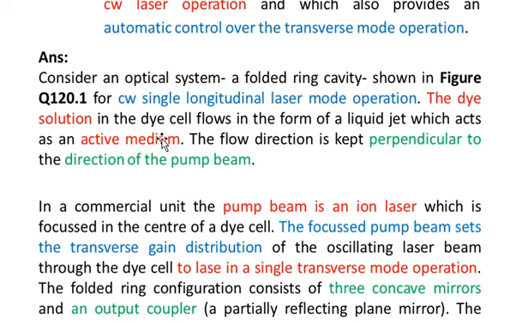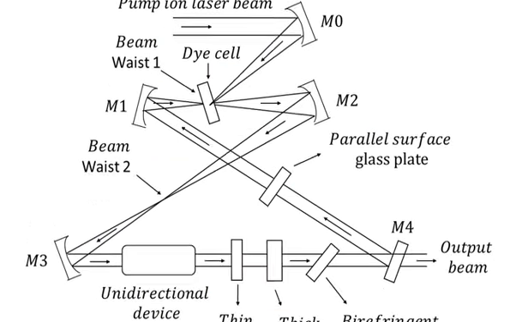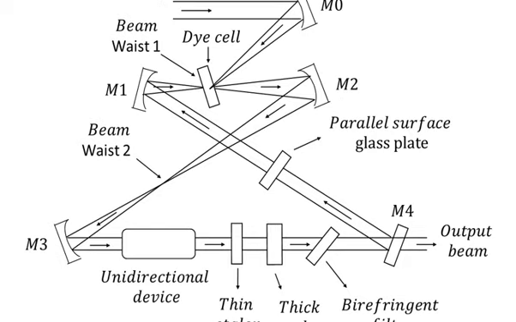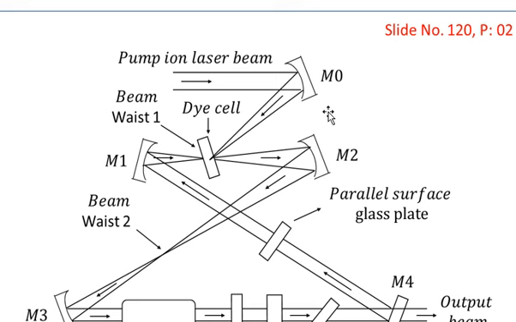The dye solution in the dye cell flows in the form of a liquid jet which acts as an active medium. The flow direction is kept perpendicular to the direction of the pump beam. So let me show you the figure first. This is figure 1, a schematic diagram of an optical system for single mode laser operation in a unidirectional folded ring resonator. So you can see the essential components of this.